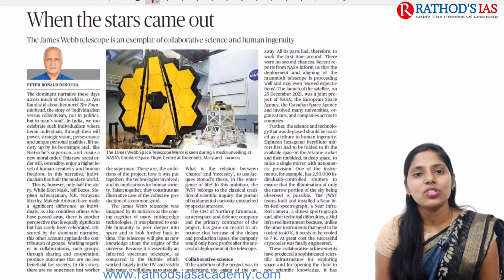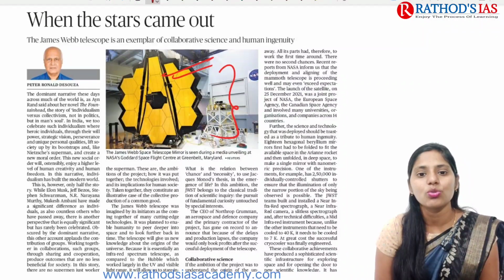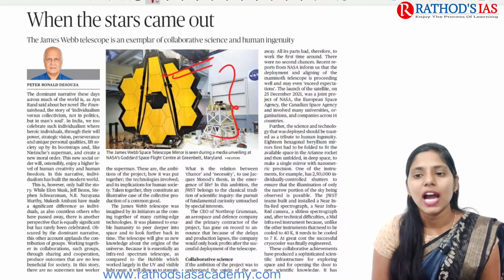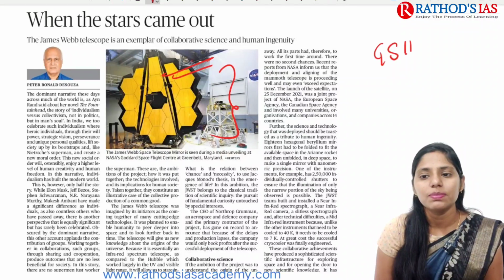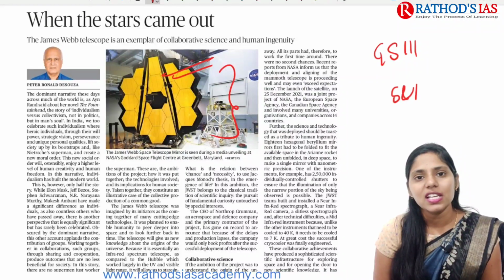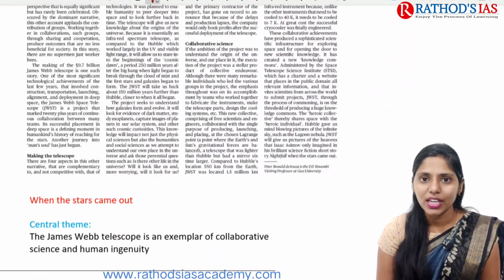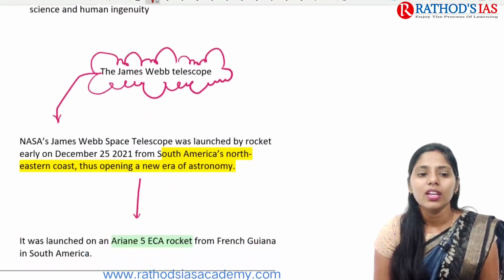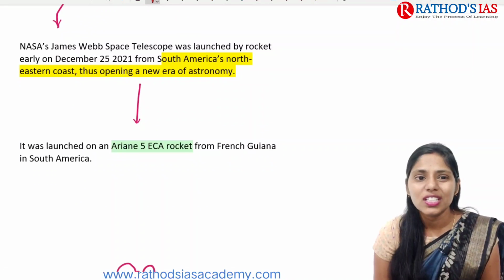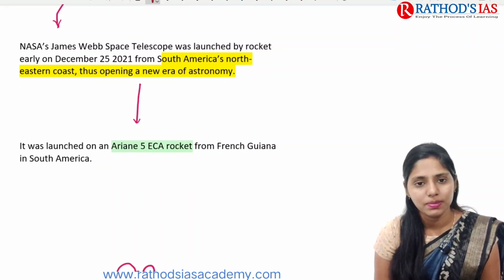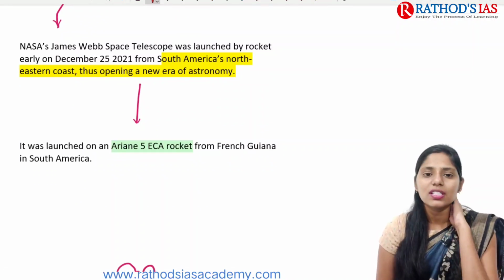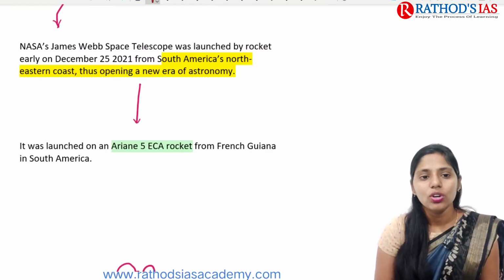And now let us try to see the next topic. It is regarding the James Webb telescope. In this image you can see our James Webb telescope. This article is important for your GS paper 3 under science and technology. So now let us try to see this topic in great detail. If you are talking about what NASA's James Webb Space Telescope is, you have to know this.